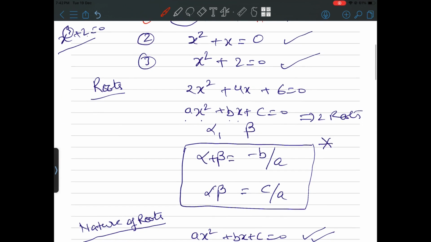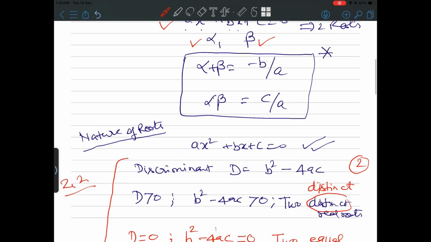Then we find out that because it is a quadratic equation, there will be two roots, right? So, for example, in our case, we say we have roots alpha and beta, and suppose we have this quadratic equation. If you want to find the sum of roots, it is equal to minus b upon a, and the product is equal to c upon a. So these are the concepts about the sum of roots and product of roots, right?